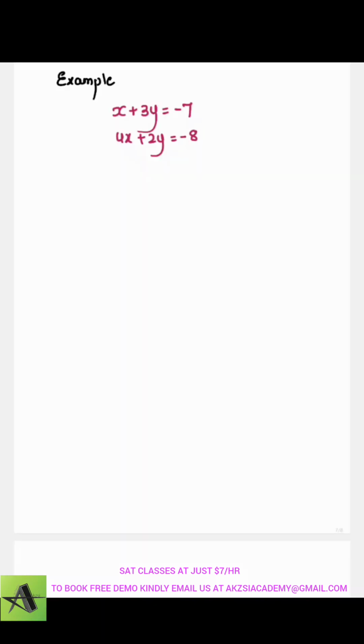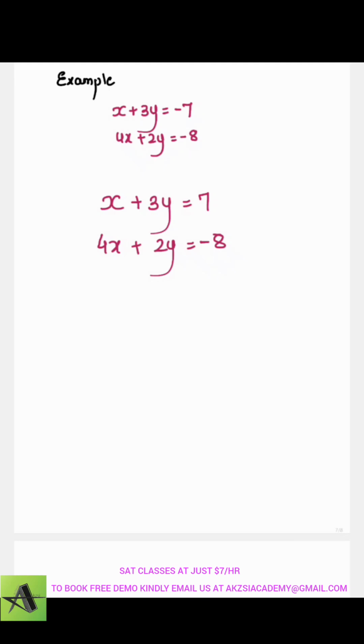x plus 3y equals negative 7 and 4x plus 2y equals negative 8. Now, I have to write these down here: x plus 3y equals negative 7 and 4x plus 2y equals negative 8, in a proper alignment. The next thing is I have to decide which variable I want to eliminate. Let me eliminate x here.